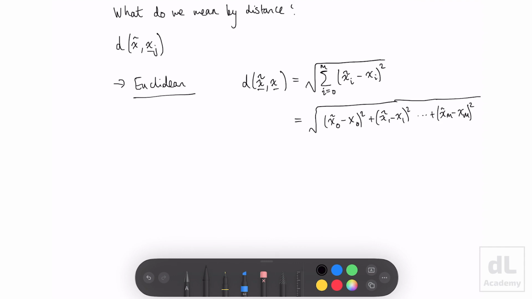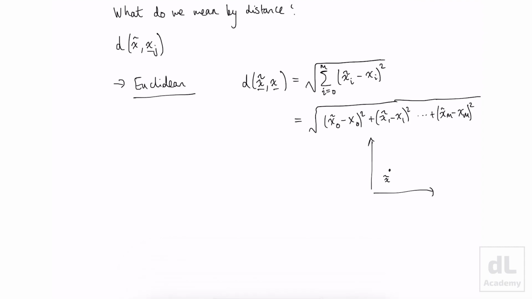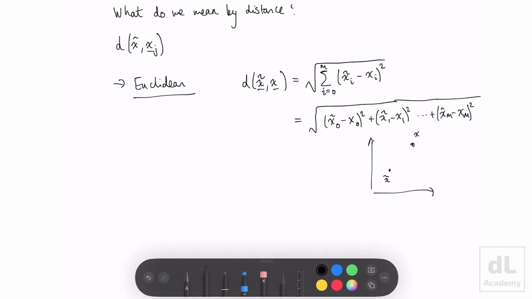And then we square root the lot, right? So this is exactly Pythagoras distance. So let me try and do a little point. If this is x tilde, this is some xj, which we're looking at. We want to know this distance between the two.